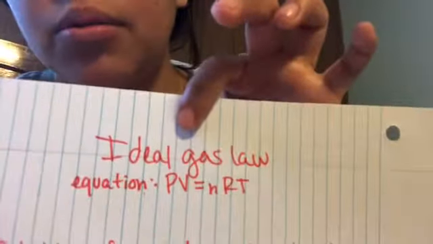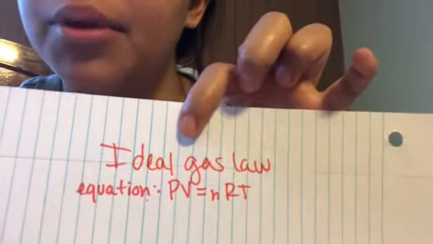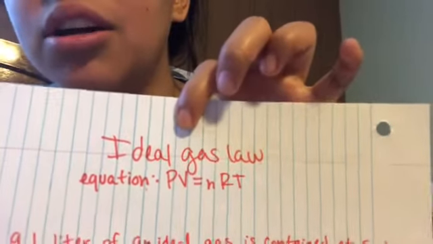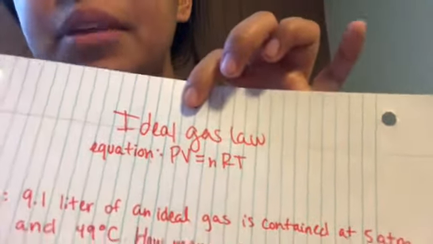The ideal gas law is a law describing the relationship of measurable properties of ideal gas. The equation for this is PV equals nRT, in which P is for pressure, V for volume, n for number of moles, and R the gas constant, and T the temperature in Kelvin.